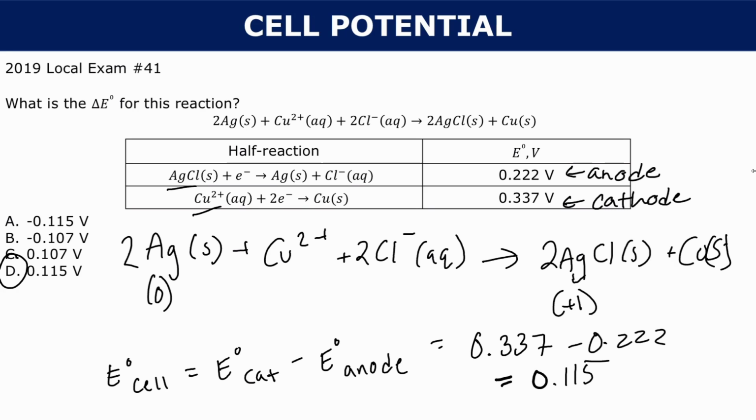You'll notice that even though the electrons don't balance up here, we use the half reaction as is, and we use the cell potential values as is, even though the electrons are not necessarily balanced. And so cathode minus anode, we get 0.115, and that is the right answer.